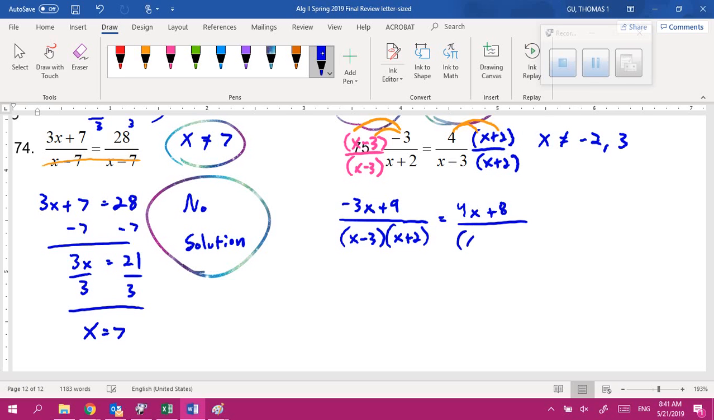Now the denominators are the same, so what can I do with the denominators here? Cancel them out. Right, you're only allowed to do that because there's an equal sign and we're solving, right? Some people, when we're simplifying, they just made the denominator disappear. You can't make the denominator disappear when you're simplifying. So these are gone now. And so what is my new equation?